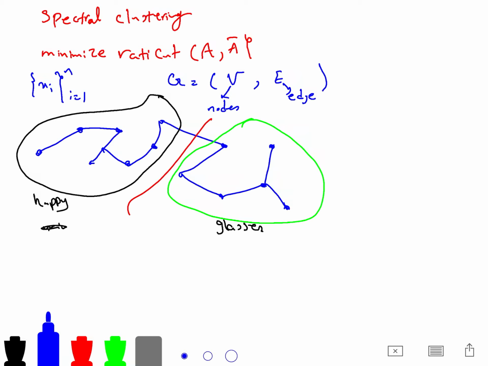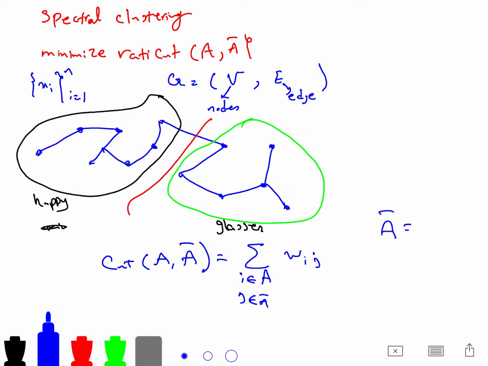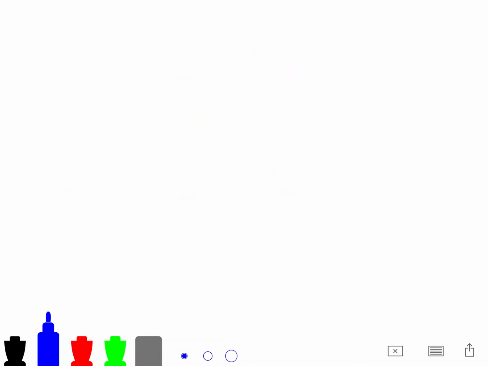So we need the notion of cut of A and A bar, which is the sum of all weights between them, where i is in A and j is in A bar. So A bar is the set of nodes minus A. Let's say mathematically we write it like this. And you know that the set of nodes is the union of A and A bar. Okay, so these are preliminary things that you need to know in order to understand.